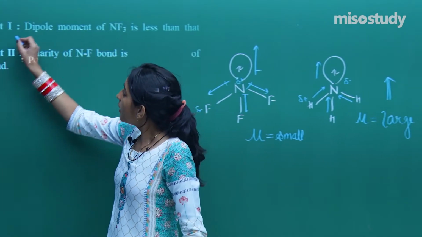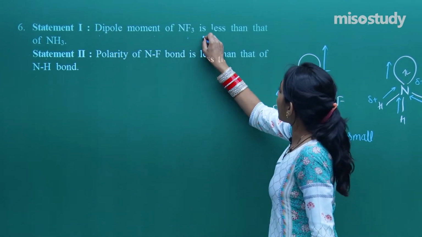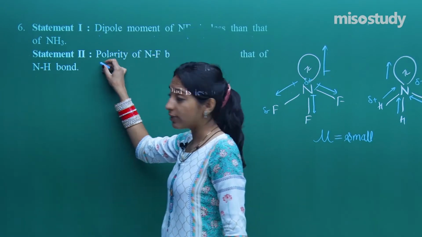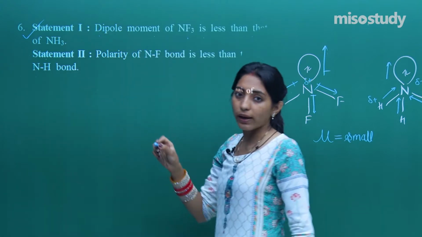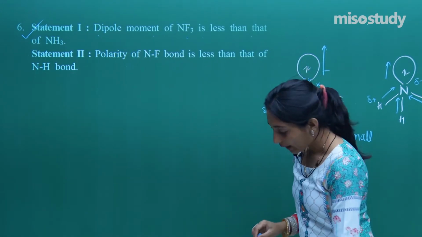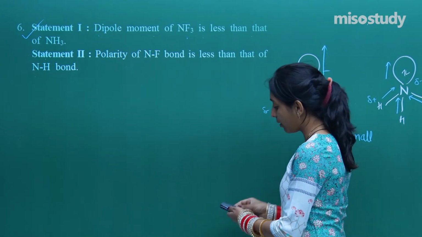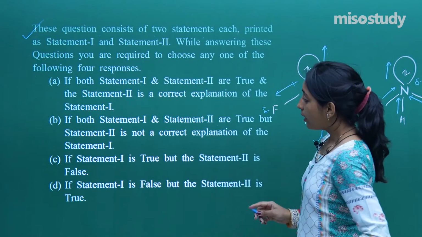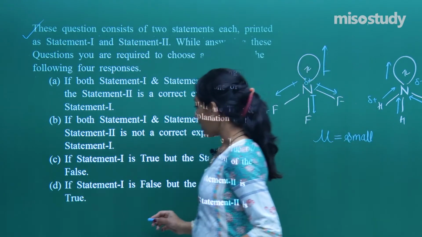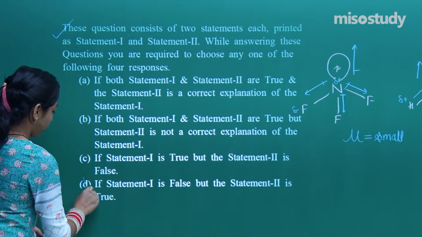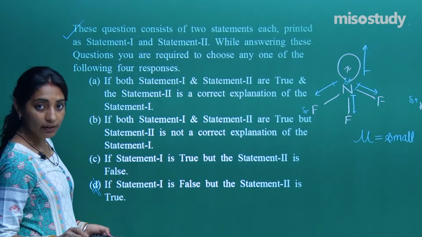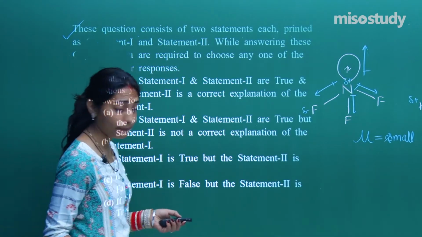Reading the question, dipole moment of NF3 is less than that of NH3, and yes, statement number 1 is correct, okay. Let me go back, and we have statement 1 is correct. So D cannot be the option, that is for sure, right. Now we need to fight with A, B and C.